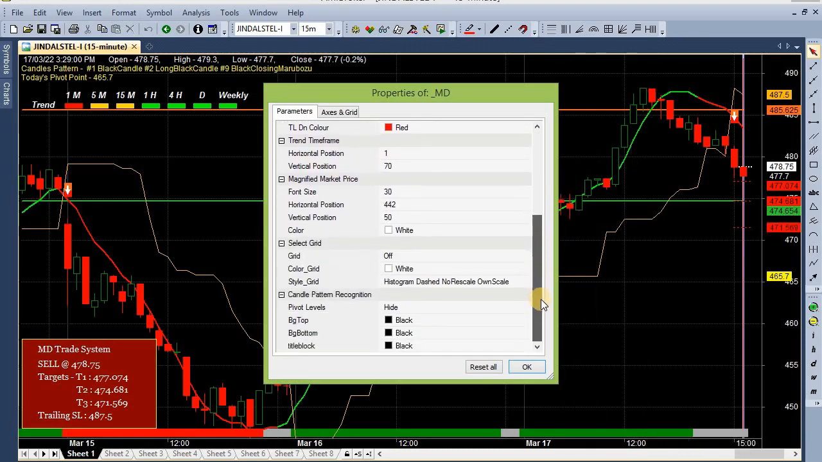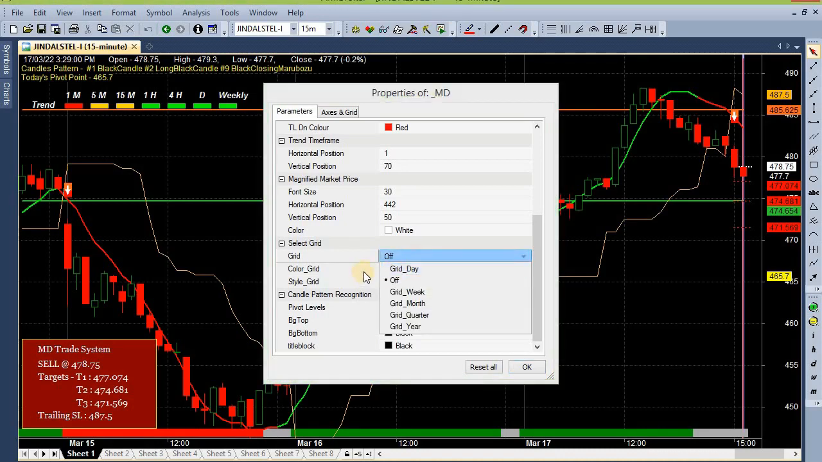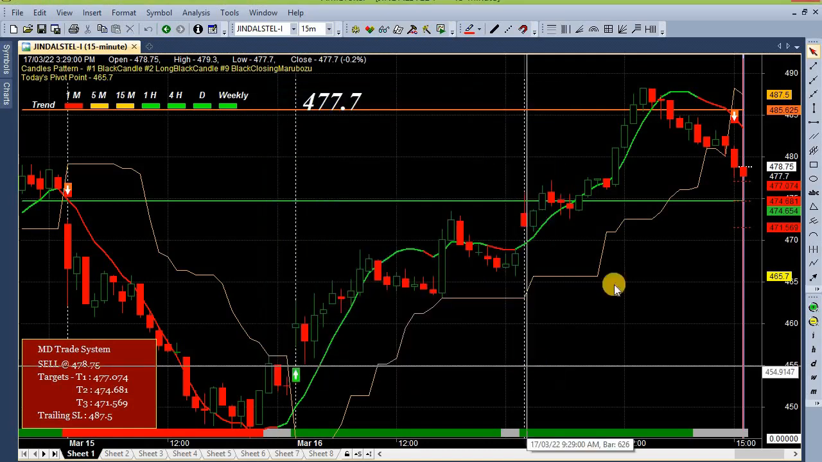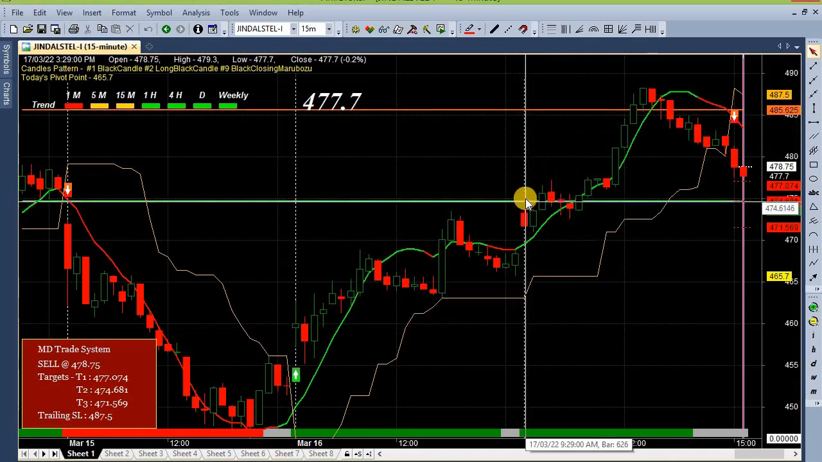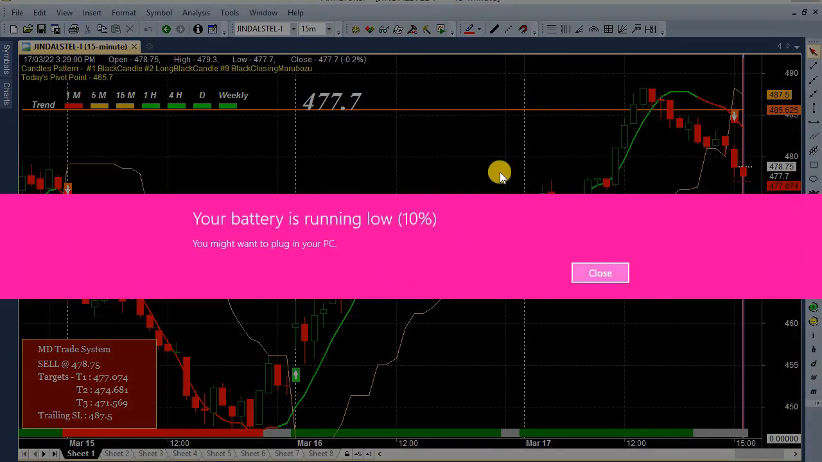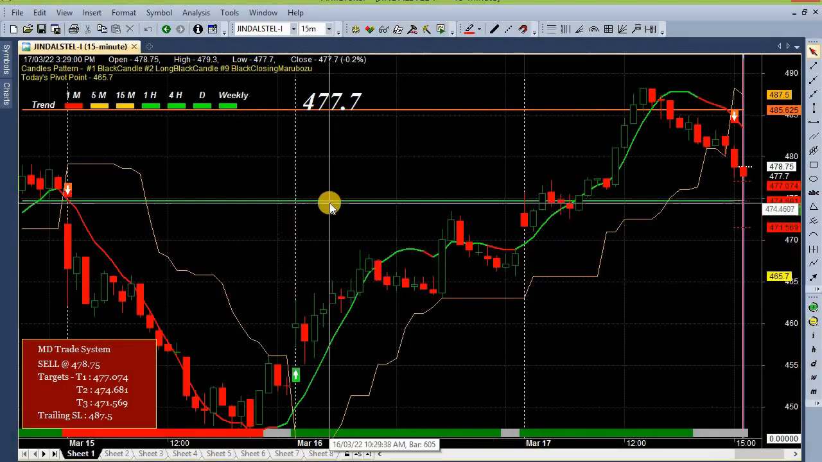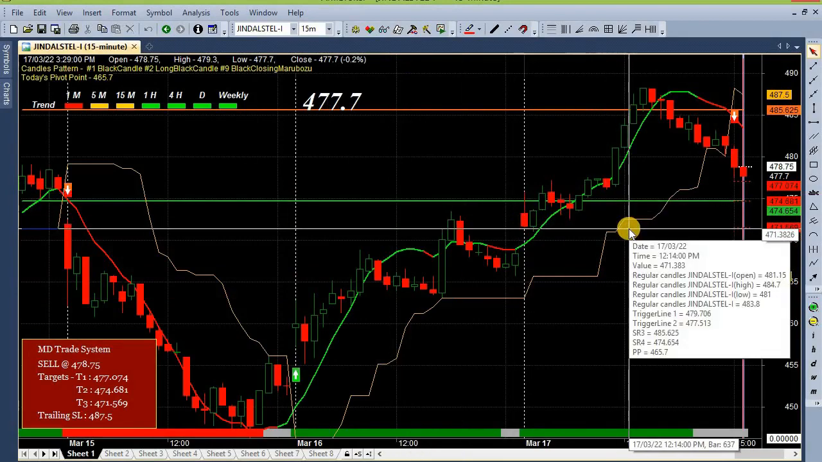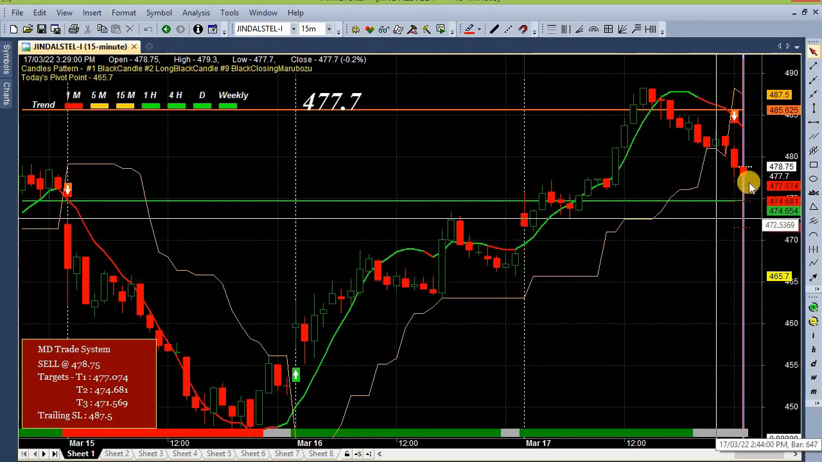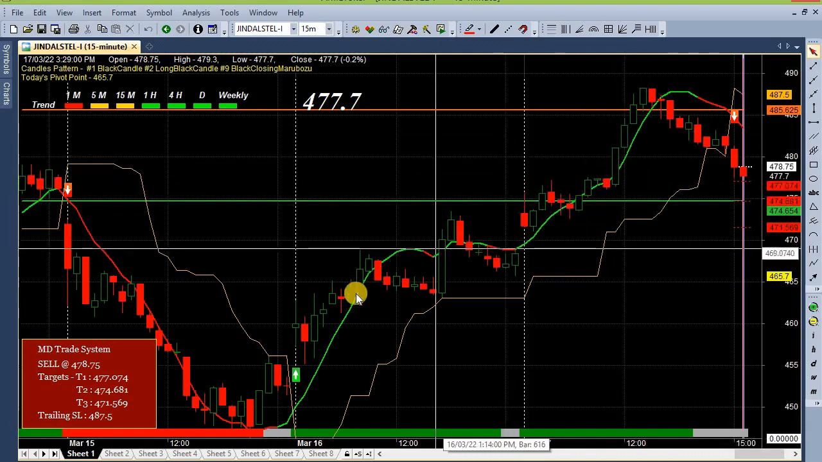Next thing is that you can divide the candles based on grids. Grids means if you want to bifurcate the chart into daily, weekly or monthly patterns, you can simply click on the grid option in the parameters. You will select the grid day, then click OK. You can see there are white dotted lines marked on the chart. So this will help you identify that the candles are bifurcated day wise, right?